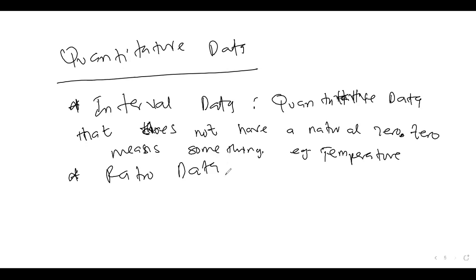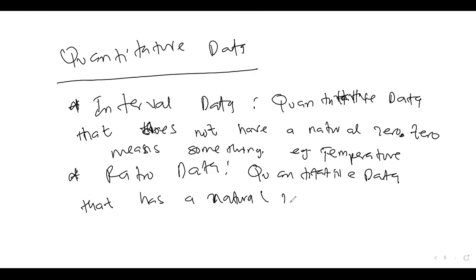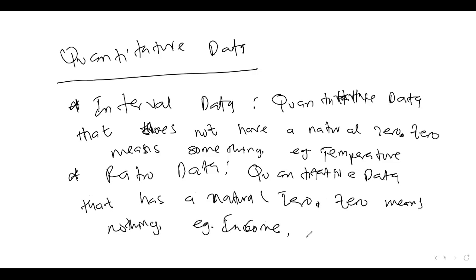On the other hand, ratio data is quantitative data that has a natural zero, which means that 0 here means nothing. An example is income. When your income is 0, it's 0. It doesn't mean your income is low. It means you don't have any. So that is the difference between interval and ratio data.